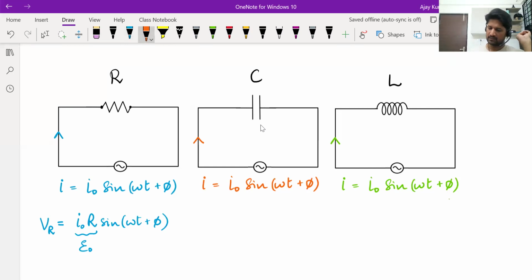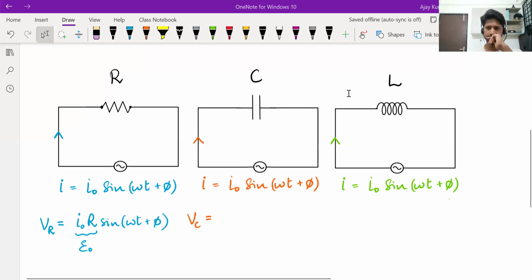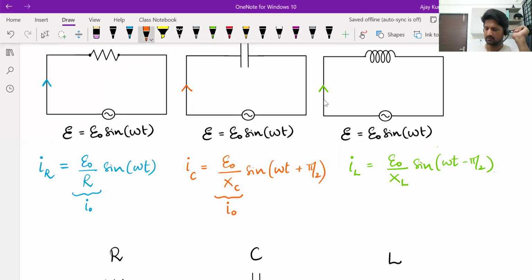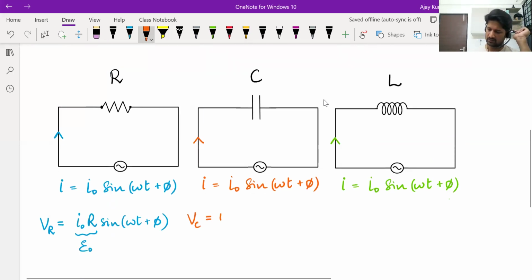Okay. Next situation, you know the current through the capacitor. You have to write an equation for voltage across the capacitor. Tell me, how are peak current and peak voltage across the capacitor related? How are I naught and E naught across a capacitor related? Okay. I naught is E naught by XC. So E naught becomes I naught into XC. This value is the peak current in this case. So E naught becomes I naught into XC. That's the peak value of EMF.